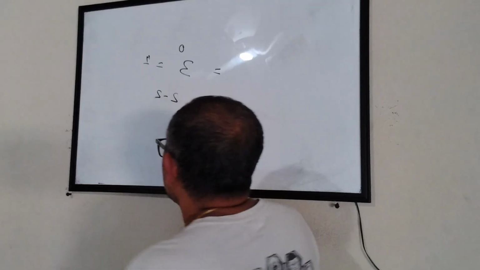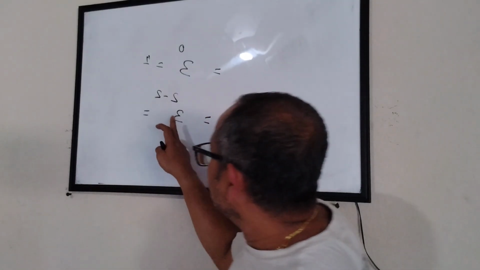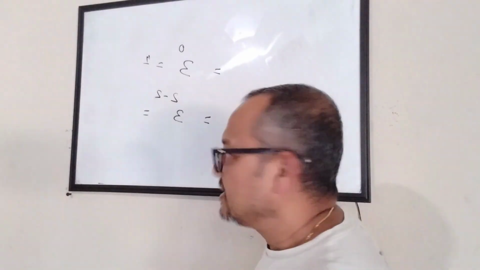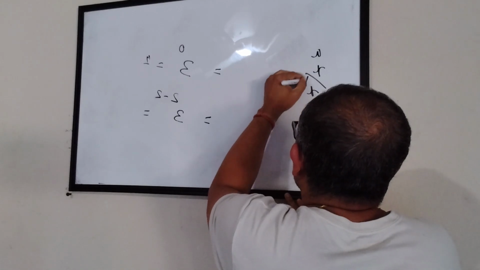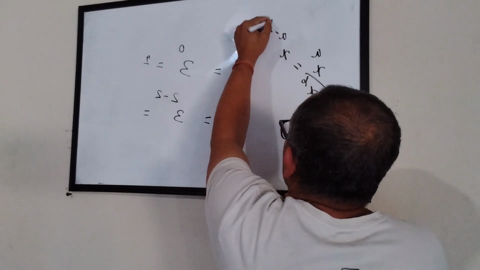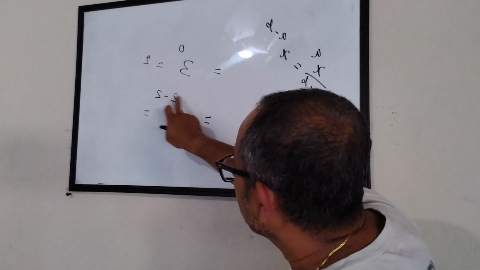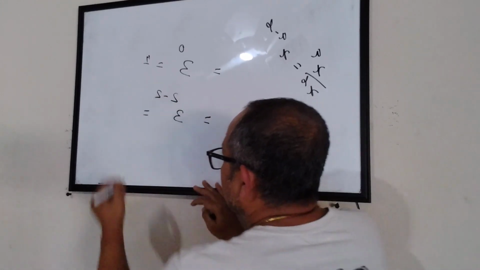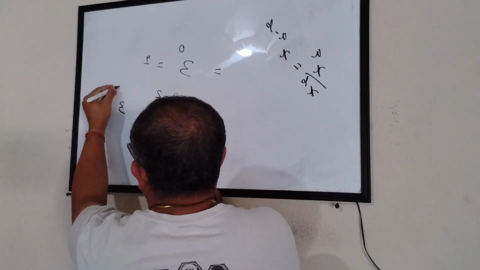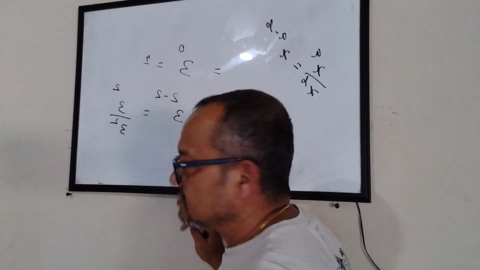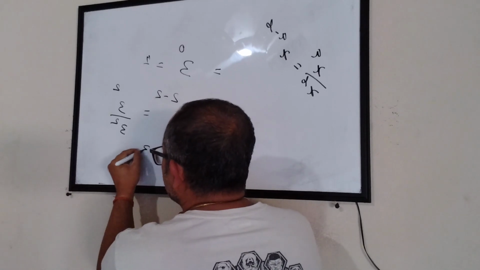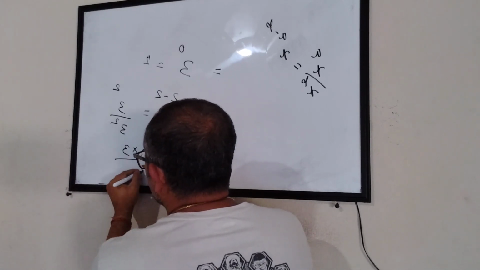So that means x to the power a minus b. The second rule of exponent says x to the power a divided by x to the power b equals x to the power a minus b. This is what we have, x to the power a minus b. A and b both are the same. This will become 3 to the power 2 divided by 3 to the power 2.